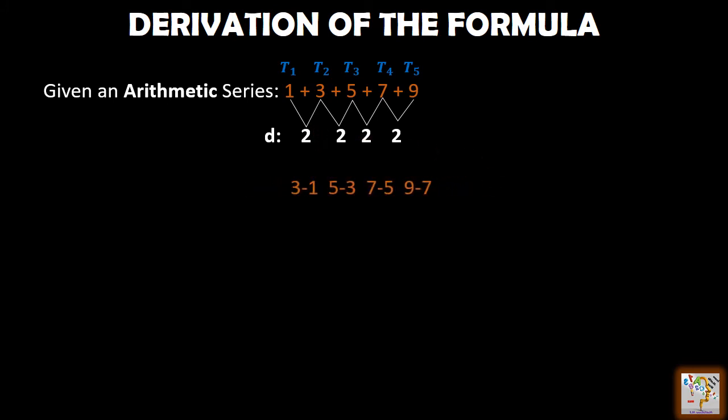Now let's check how we got this particular 2. We said 3 minus 1, which is succeeding term minus previous term. How did we get this 2? The same thing applies: 5 minus 3 gives that 2, 7 minus 5 gives that 2, and 9 minus 7 gives that 2. Now, T2, which is 3, minus T1 is the one that gives us 2.